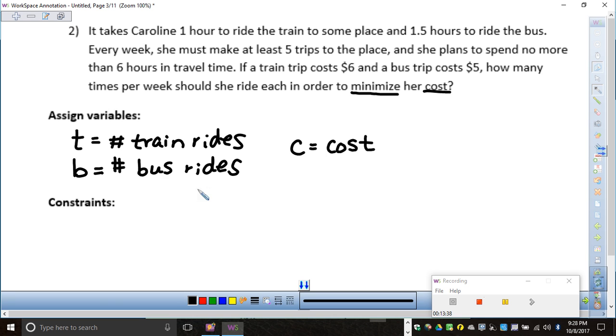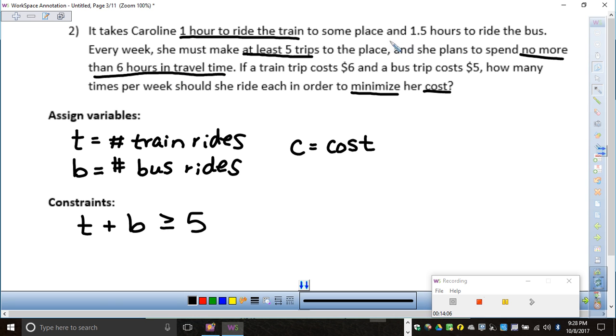All right, so let's think about our constraints. It tells us that every week she must make at least 5 trips. So let's say the number of train rides plus the number of bus rides must be greater than or equal to 5. She plans to spend no more than 6 hours in travel time. It takes her 1 hour to ride the train, 1.5 hours to ride the bus. So let's do 1 hour per train ride plus 1.5 hours per bus ride. That's got to be less than or equal to 6.